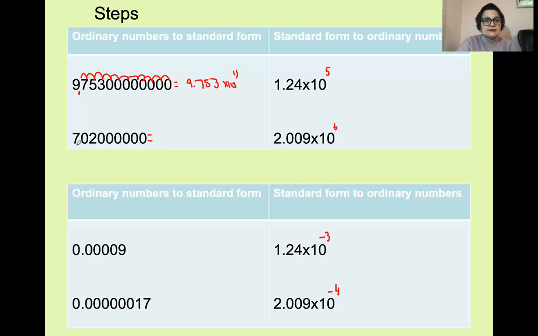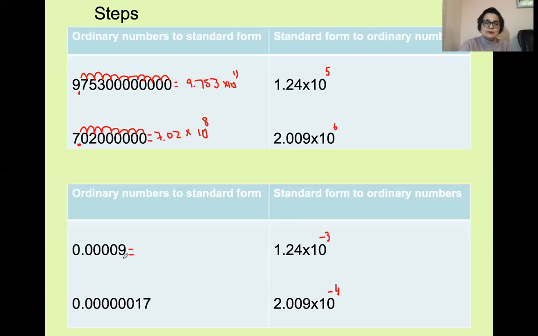Next one. This is where the decimal point should be. So 7.02. Now let's count after decimal point. 1, 2, 3, 4, 5, 6, 7, 8. Our answer is going to be 7.02, okay, times 10 to the power of 8. Now, let's work with very small numbers.